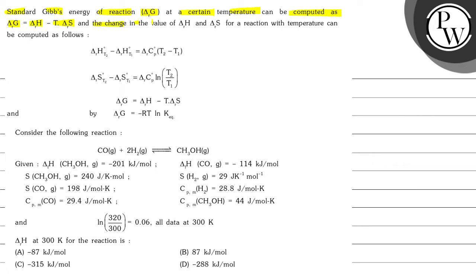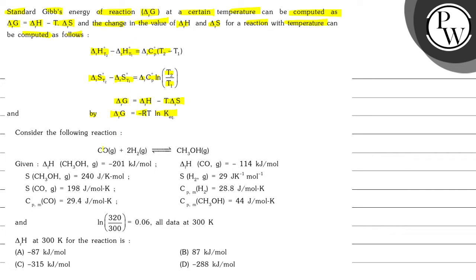And the change in the values of ΔHr and ΔSr for a reaction with temperature can be computed as follows. ΔH(T2) − ΔH(T1) = ΔCp° (T2 − T1). ΔS(T2) − ΔS(T1) = ΔCp ln(T2/T1). ΔG = ΔH − TΔS, and ΔG = −RT ln K equilibrium.